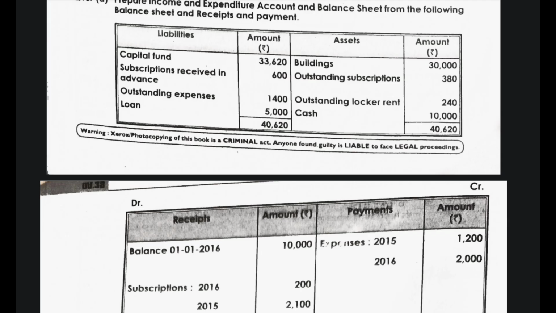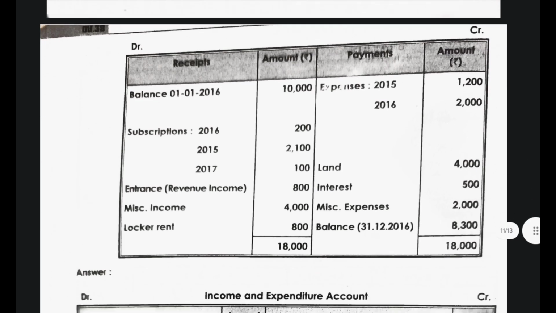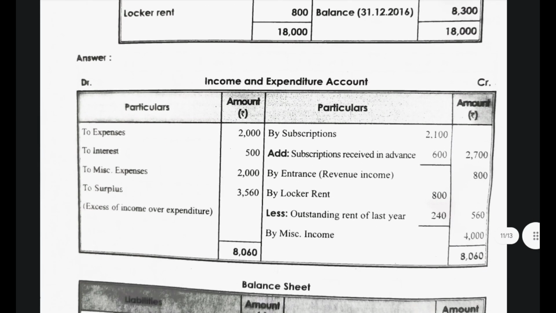So this is the last year subscription. This is the last year balance sheet given to us. So subscription received in advance is related to the current year subscription. In the short problems I have already discussed this in detail. You just watch those videos if you didn't understand the subscription received in advance. No, it is related to the current year. So that's why we are adding this in the income and expenditure account.